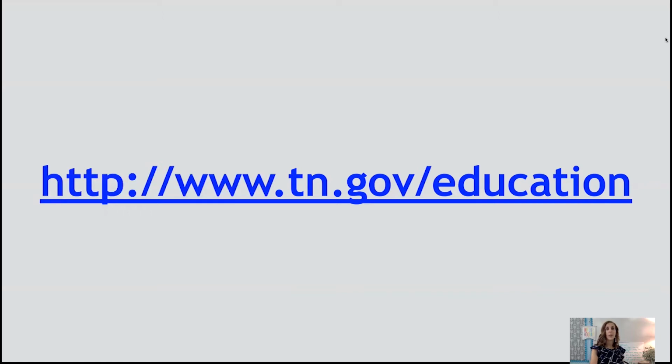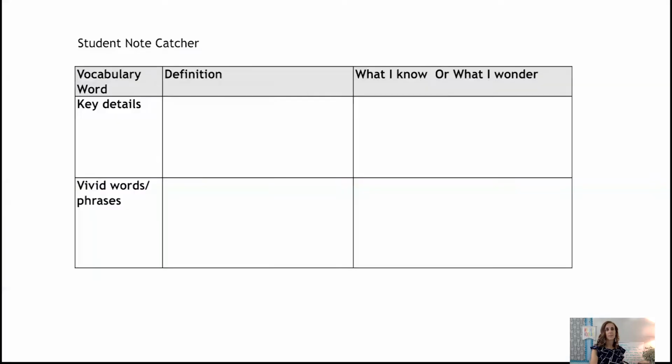Please get prepared with 1 sheet of paper, your pencil, and a place to write on. I'll show you how I made a quick graphic organizer to help with this lesson. I labeled it Note Catcher. Please draw this organizer on your paper. You will use this note catcher to organize your notes as we learn together today. So I have 1 column for 2 new vocabulary words, key details, and vivid words or phrases, 1 column for the definitions, and 1 column for what I know or what I wonder.